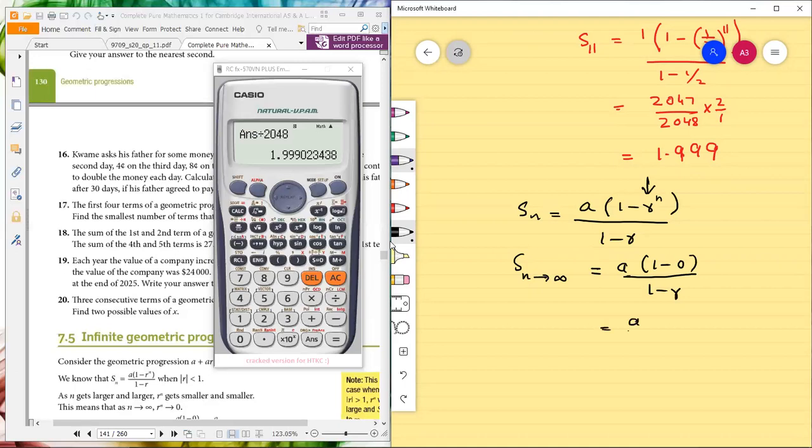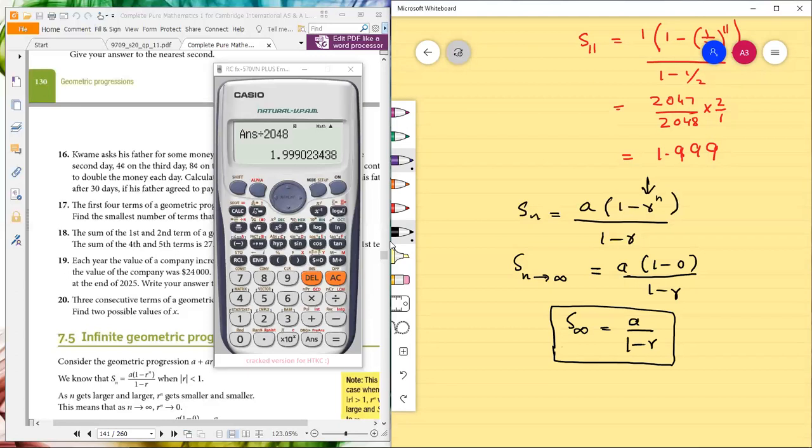So the formula for the sum to infinity will be simplified as, this is called S infinity, a over 1 minus r. This is the formula for S infinity, a over 1 minus r. S infinity means we can calculate the sum of infinite terms in a convergent sequence.